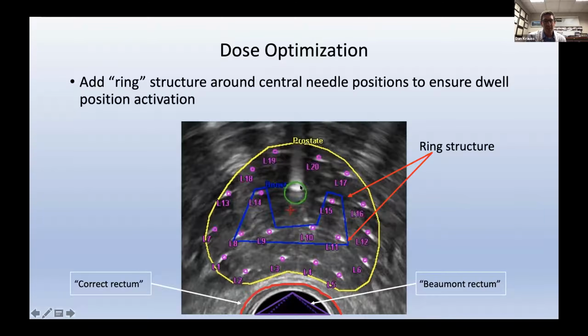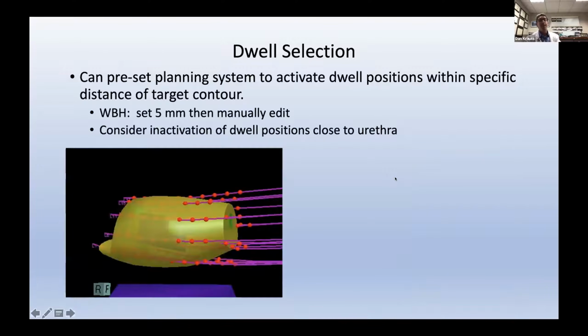You can see here this white echo in the center. That's what you see with the bubbles. So you can see it's very unambiguous.